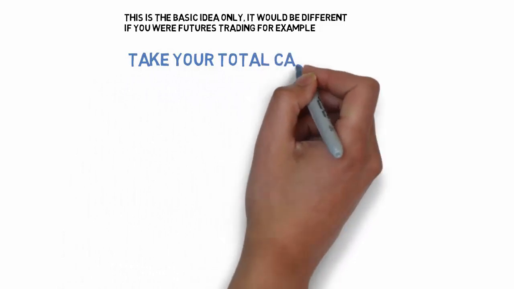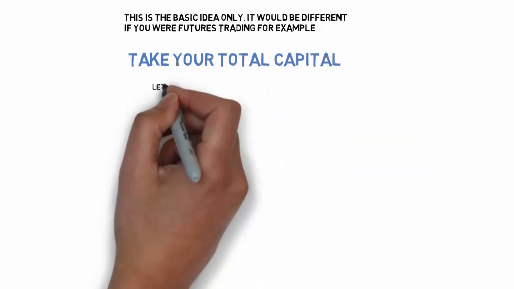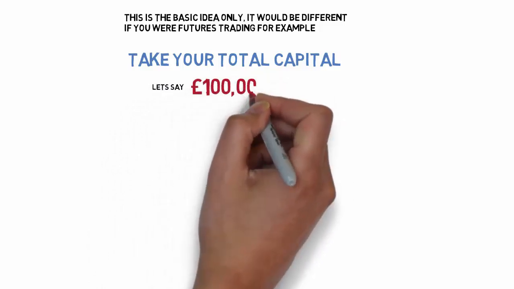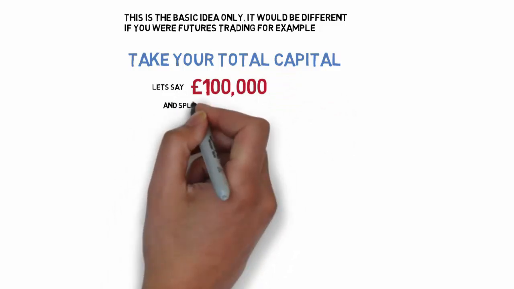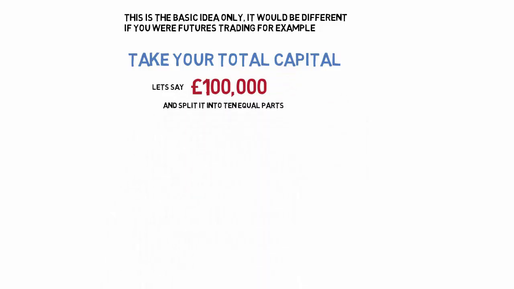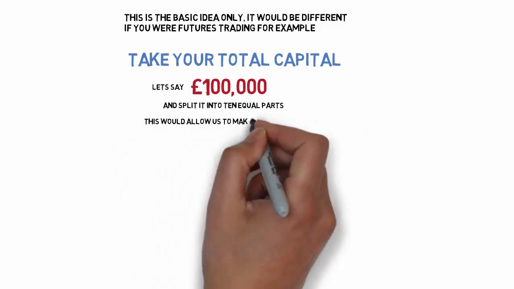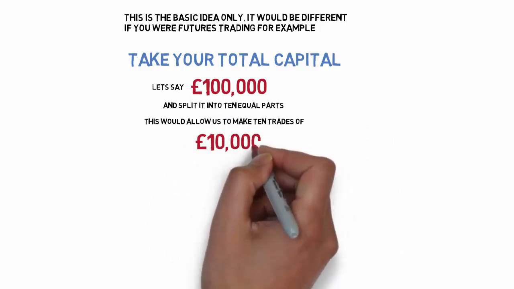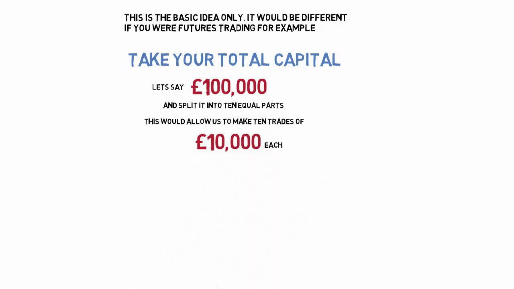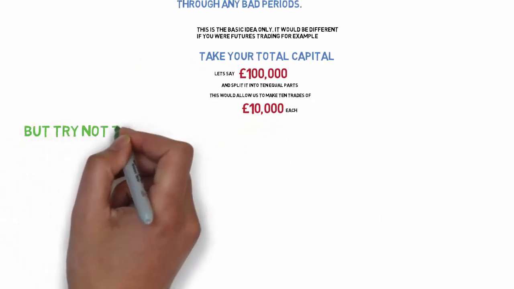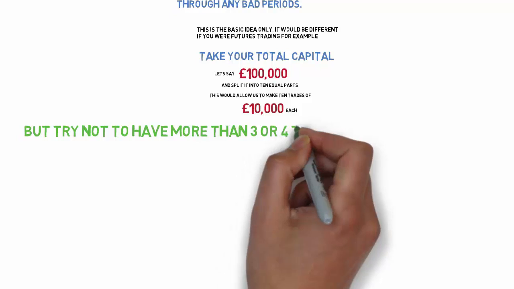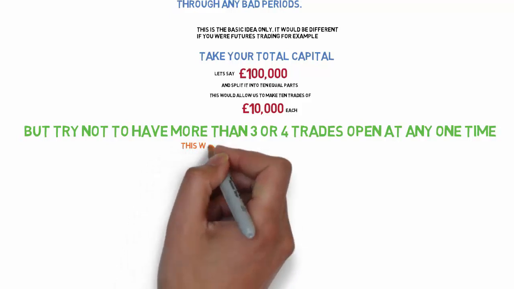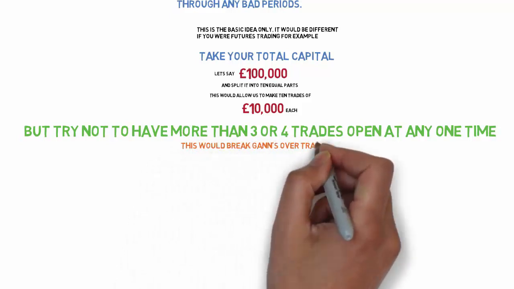Take your total capital. Let's say £100,000. And split it into 10 equal parts. This would allow us to make 10 trades of £10,000 each. But try not to have more than 3 or 4 trades open at any one time. This would break Gann's overtrading rule.